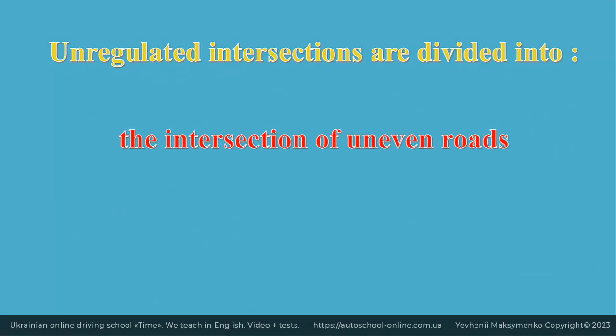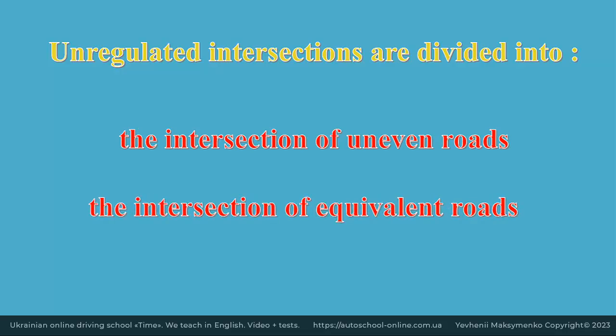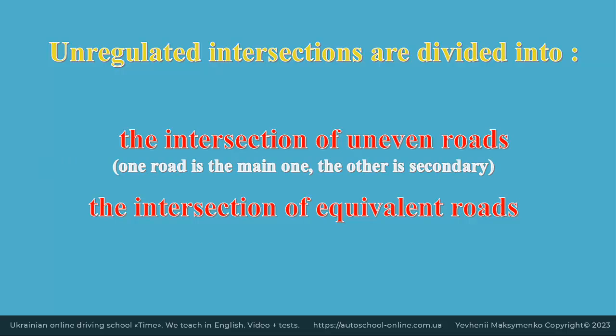There are two types of unregulated intersections: the intersections of unequal roads and the intersections of equivalent roads. The intersections where one road is the main and the other is the secondary are unequal. Accordingly, if the roads are equal, the intersection is equivalent.